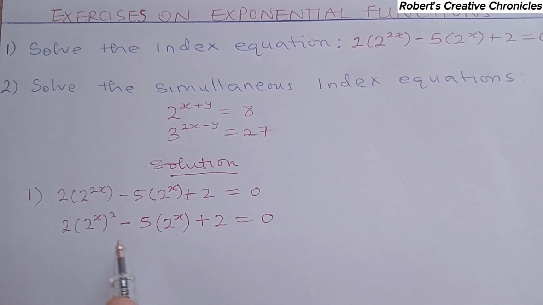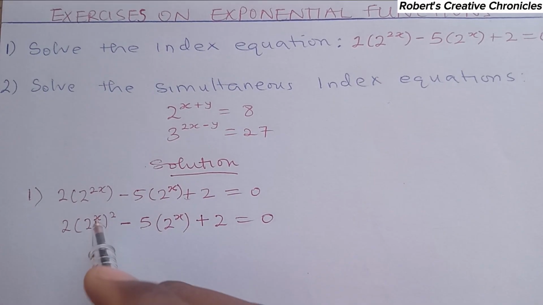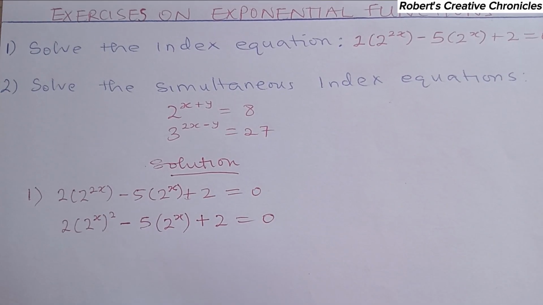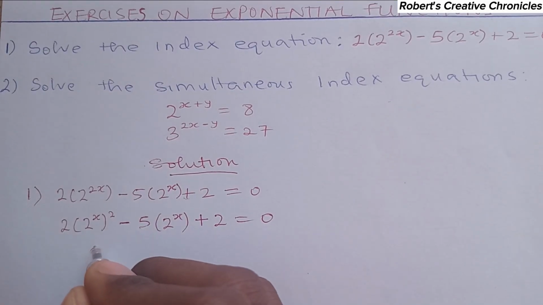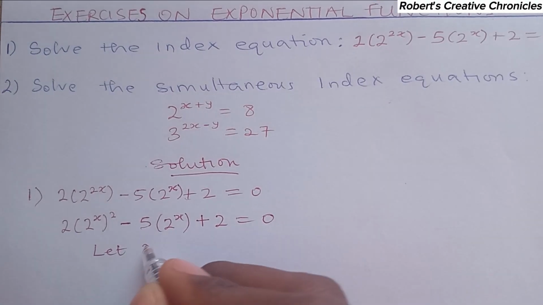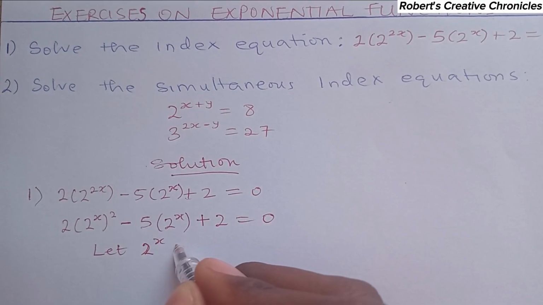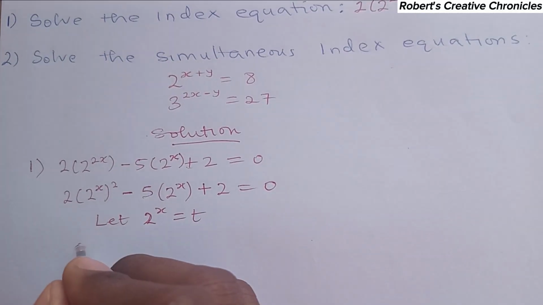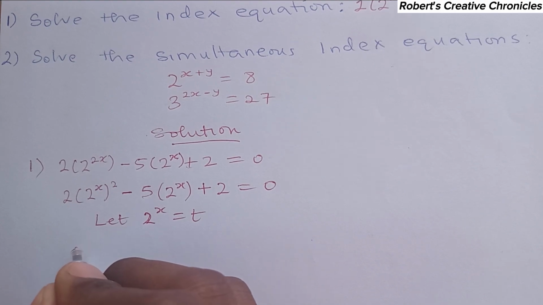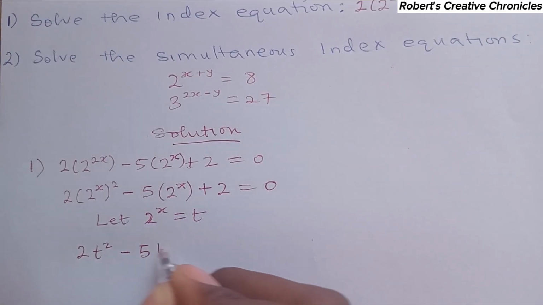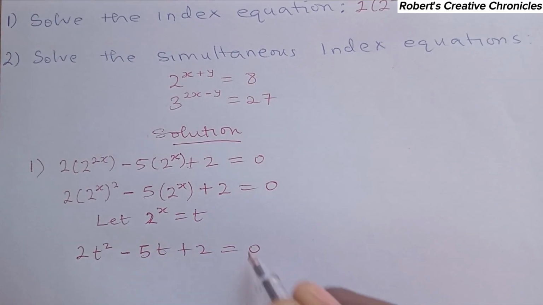So now we will find a variable to represent 2^x. So we can say, let 2^x equal t, or any variable we want. So this becomes 2t squared minus 5t plus 2 is equal to 0.